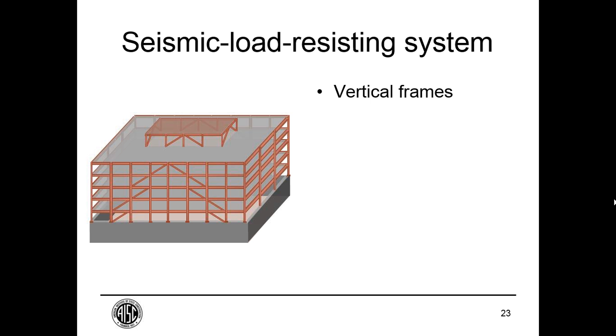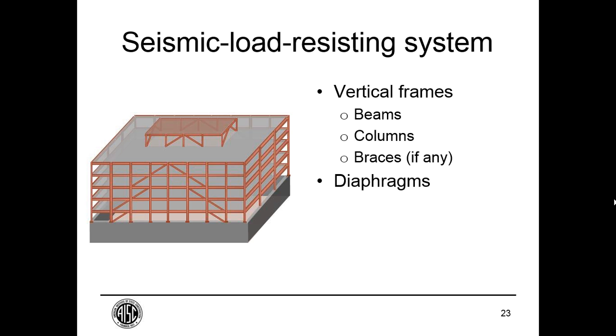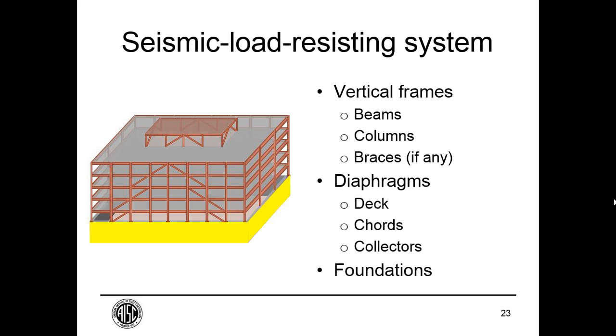The seismic load-resisting system includes the vertical frames. So here we see beams are part of it, columns are part, and sometimes we have braced frames, sometimes they're just moment frames, but where we have braced frames, those are obviously part of the vertical frames. Diaphragms are an important part of the seismic load-resisting system. Chords and collectors within the diaphragm are very important, and we'll talk about those a little bit later. Collectors are sometimes called drag beams, and the deck of the diaphragm, I should have mentioned. And foundations are an important part of that load path.